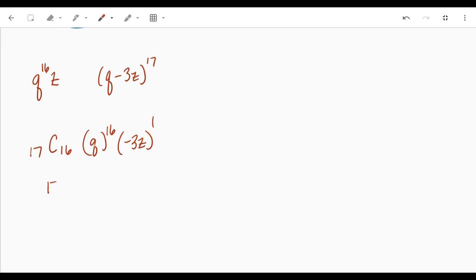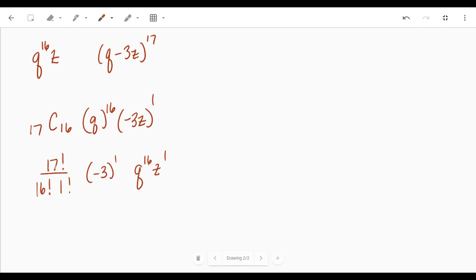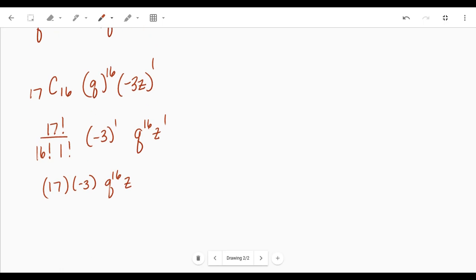Okay, so we will have 17 factorial over 16 factorial times 1 factorial. We'll have negative 3 to the 1, and then we'll have the q to the 16z to the 1. Okay, so 17 factorial over 16 factorial is just going to be 17 times negative 3. This one's smaller numbers. Okay, so that will be negative 51, right? So the answer is negative 51. Okay, and that is it.